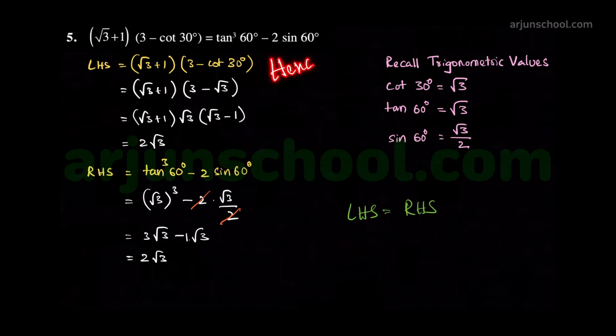Hence proved. We have proved that (root 3 plus 1)(3 minus cot 30 degrees) is equal to tan³ 60 degrees minus 2 times sin 60 degrees.